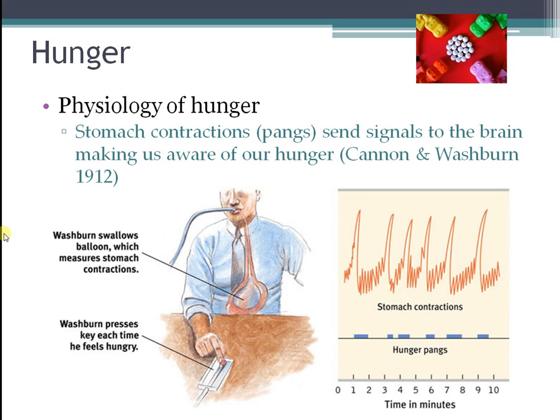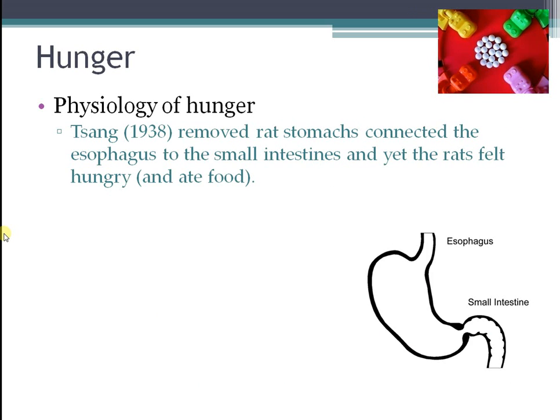And then when he feels hungry, he pushes a button. And what they find is that there's a correlation, there's a relationship between feeling hungry and these stomach contractions. So Cannon and Washburn argue that the stomach might be the source of our experience of hunger, right? So the stomach is what is making us hungry.